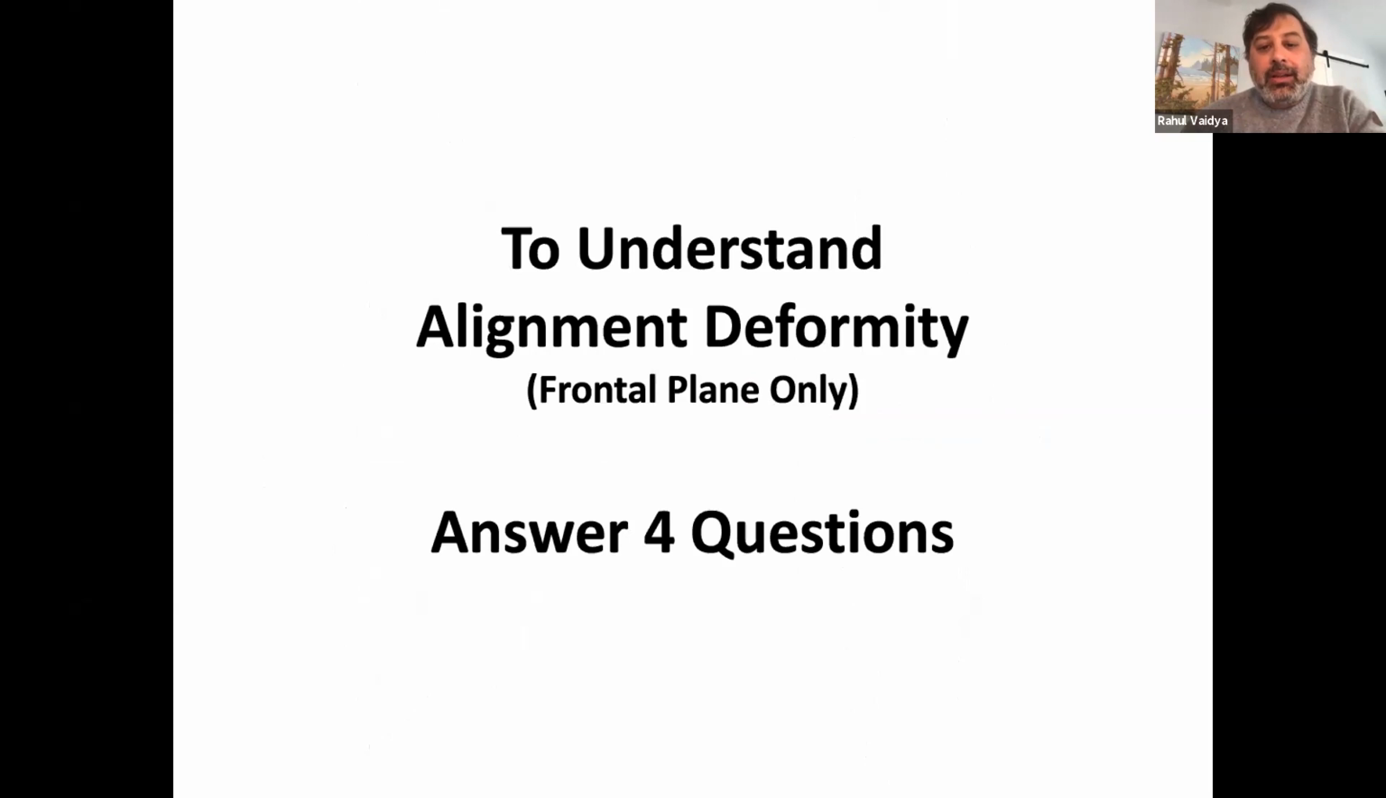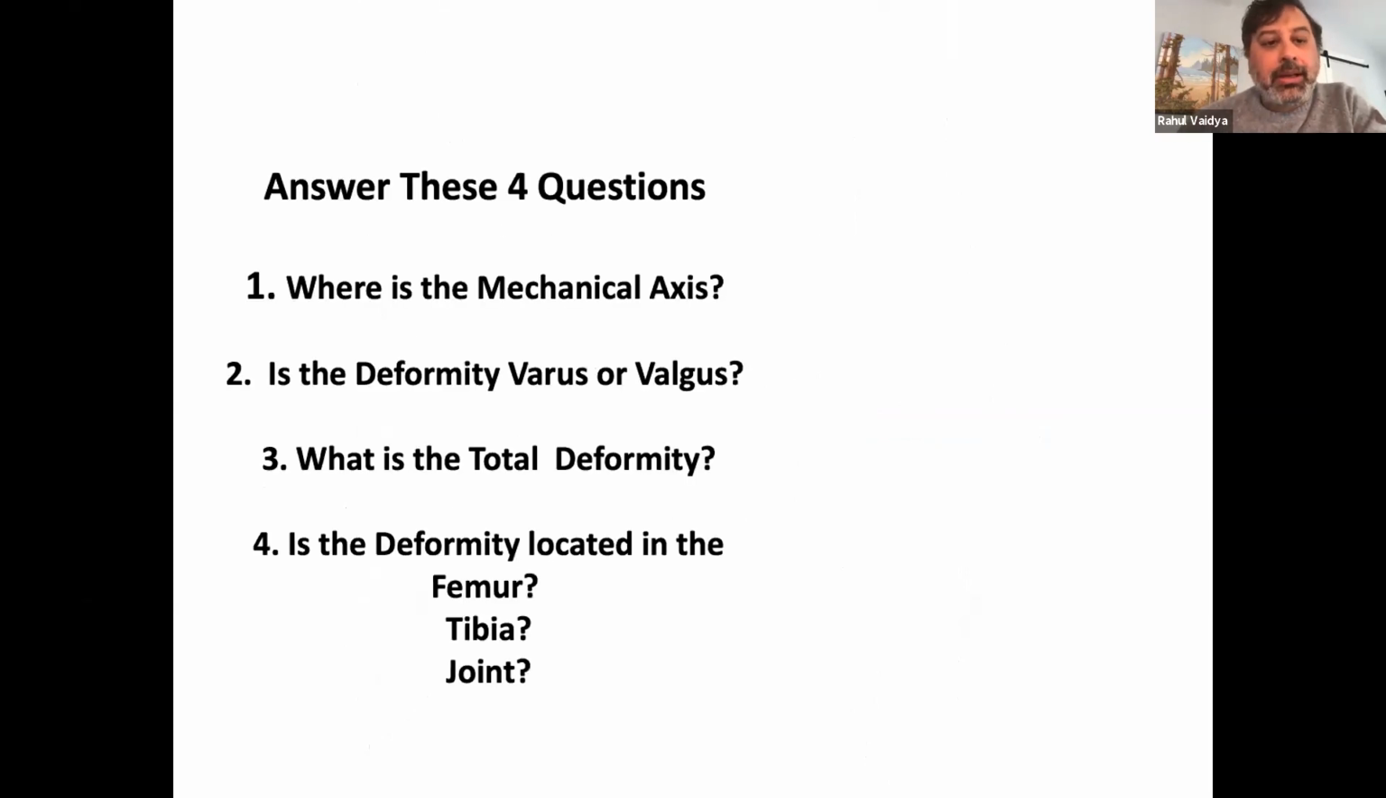And to understand alignment deformity in the frontal plane only, we must answer these 4 questions. Where is the mechanical axis? Is there a deformity, varus or valgus? What is the total deformity? And is the deformity located in the femur, tibia, or joint?